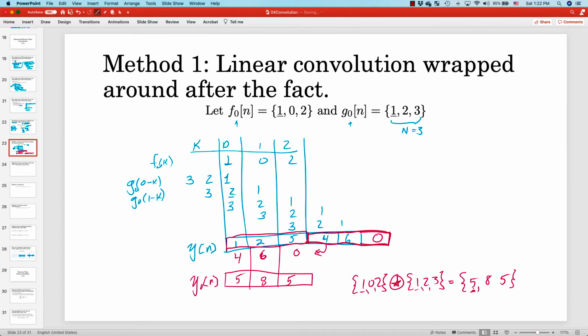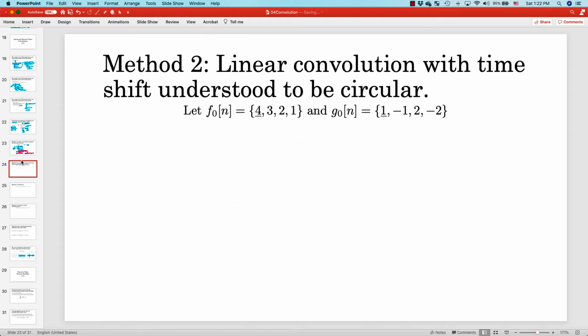Okay, and I want to drive home that this is not true if I had not put a little circle around that star. If I have just linear convolution, I would get this answer. But to compute the circular convolution, you can take the linear convolution and then wrap the extra bit back around. And to show you why that's true, let's actually go after the second method.